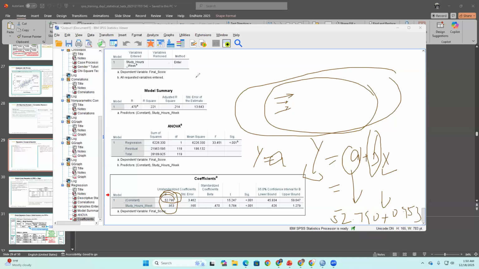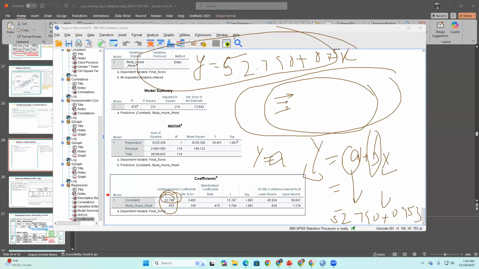So your equation will be y equals 52.790 plus 0.75x. Can you see that equation now? This is your intercept. What is intercept? First of all, define it yourself. What is intercept?